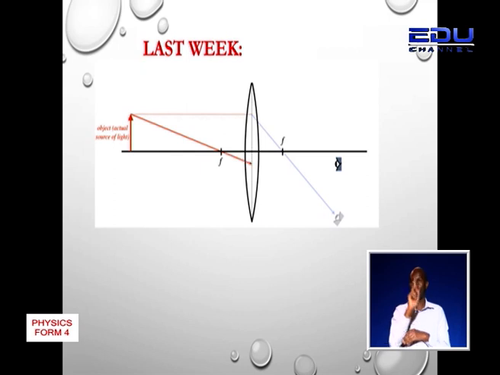One of them is the ray that is parallel to the principal axis is refracted to pass through the focal point. A ray that is passing through F is refracted parallel to the principal axis, and a ray that passes through the optical center is undeviated. That is for the convex lenses.